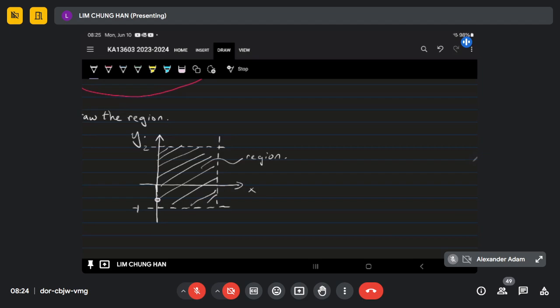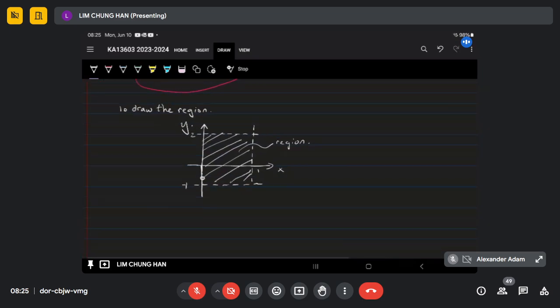Now this is very important. Later on, whether you know how to draw this or not will dictate whether you know what the limit is. Sometimes the limit is not this straightforward. You need to draw this to know what the limit is later. So we draw the region. Why did I ask you to draw this? You need it to tell you what the limits are.